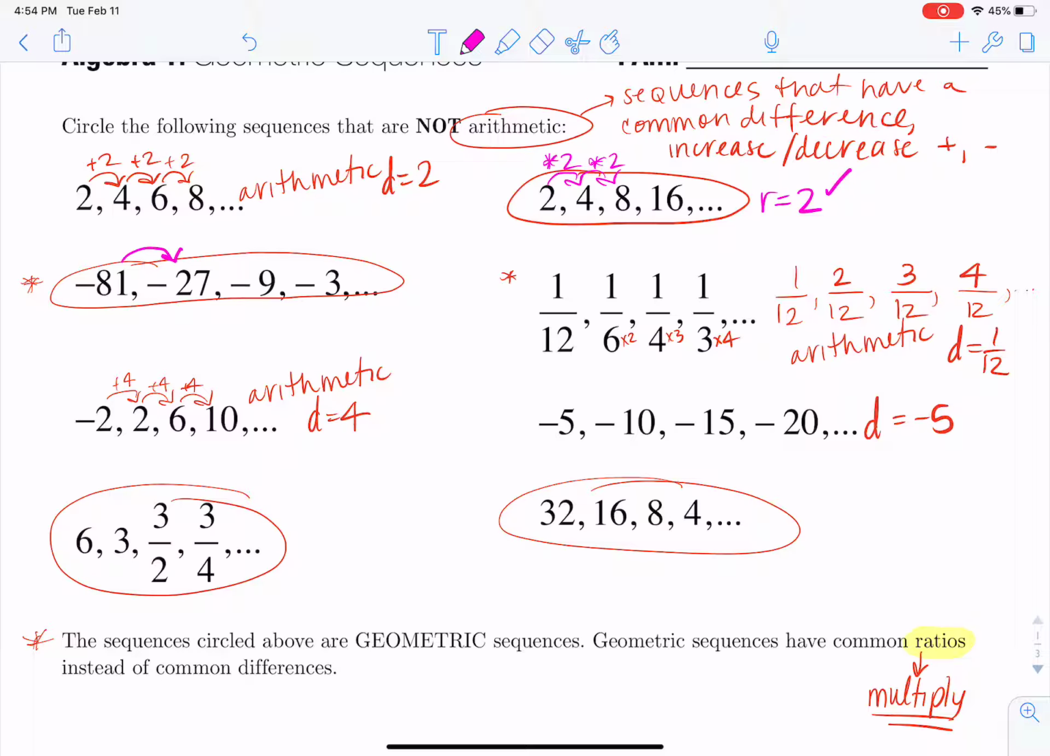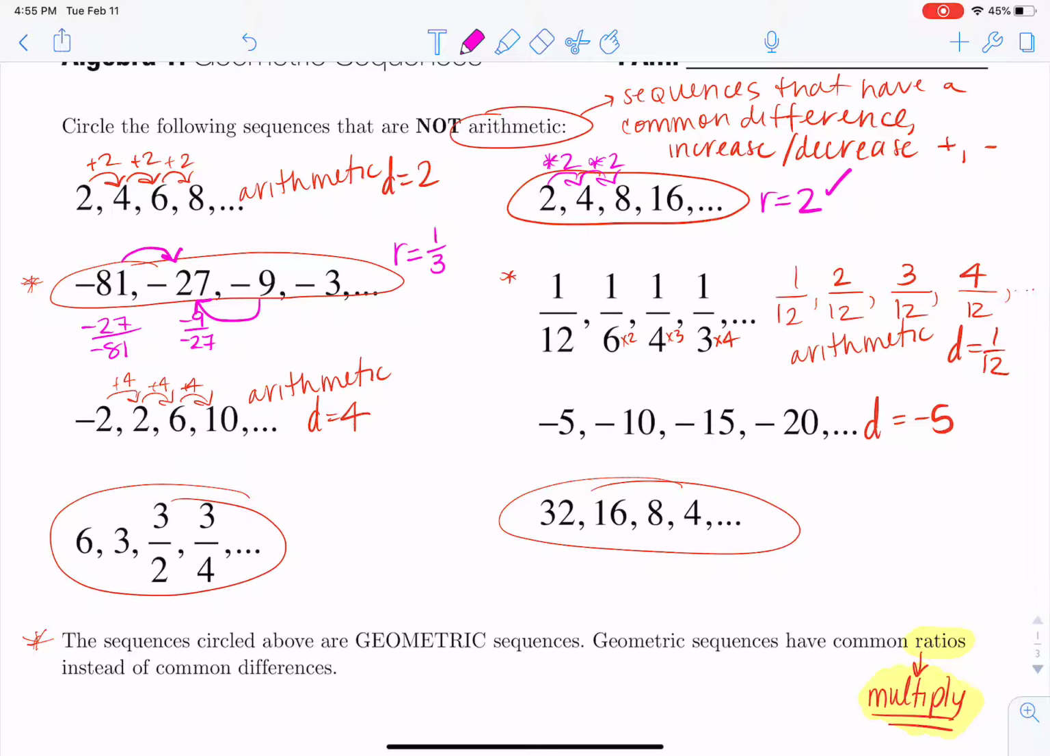How am I getting from negative 81 to negative 27? Some of us would say that I'm dividing by 3, but remember that when I talk about my common ratio, I'm only talking about multiplication. So my common ratio here would actually be 1/3. Remember that dividing by 3 is the same as multiplying by 1/3. And if I wasn't really sure if it was 1/3, I can always do negative 27 divided by negative 81, and negative 9 divided by negative 27.